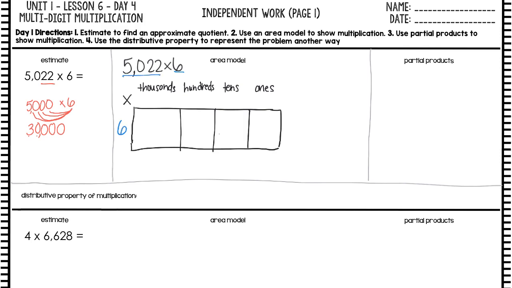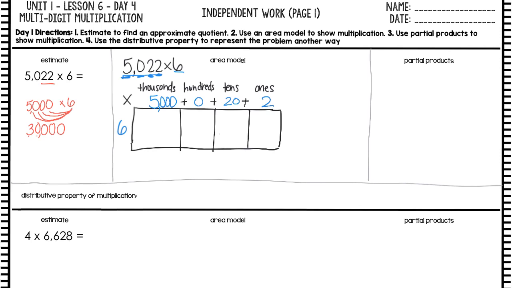So in 5,022, the value in the ones place is 2. The value of the 2 in the tens place is 20. The value of the 0 in the hundreds place is 0 hundreds. And the value of the 5 in the thousands is 5,000. We're going to add those together because this is all one number. Then we will multiply. Okie dokie.